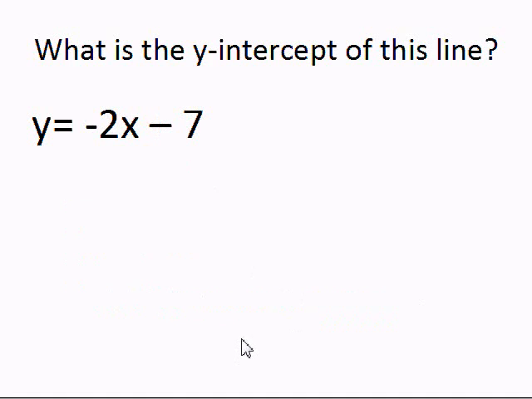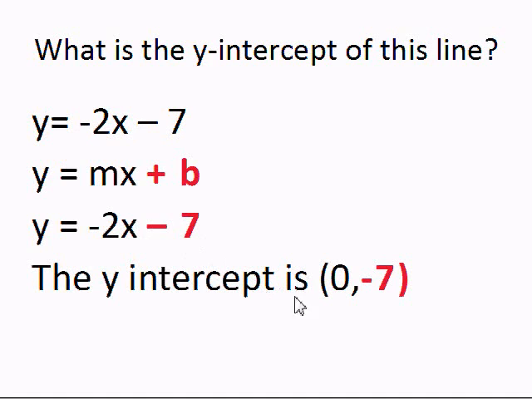All right, here's one for you to try. What is the y-intercept of this line? When we look for the constant that is being added or subtracted from the x term, we notice it's a minus 7. So the y-intercept is 0, negative 7.